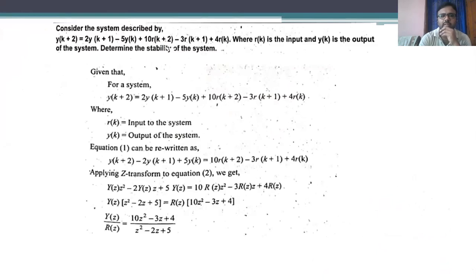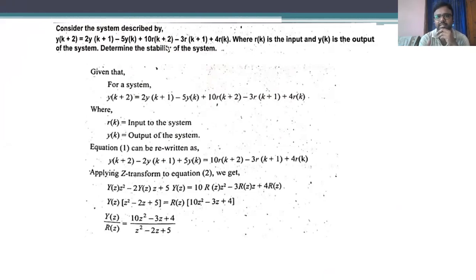The next set of problem is here. He has not given the characteristic equation directly. He has asked us to determine the characteristic equation initially, and after that determine the stability of the system. For that, he has given the system.